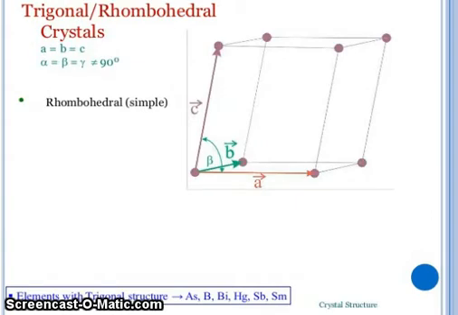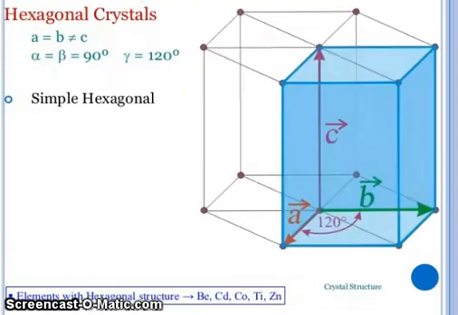Trigonal rhombohedral crystals. These are the conditions: a = b = c, alpha = beta = gamma, gamma is not 90 degrees. Rhombohedral, simple. Hexagonal crystals: simple hexagonal. Example: beryllium.